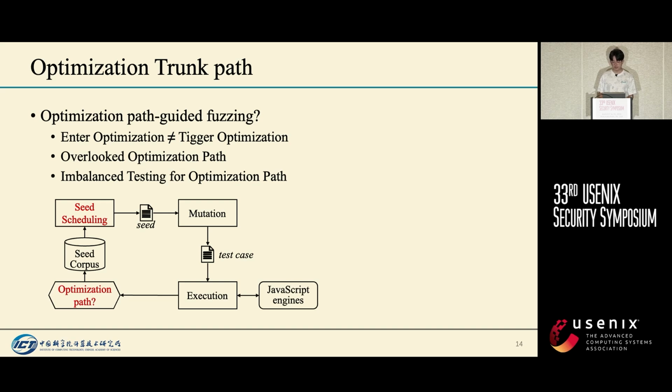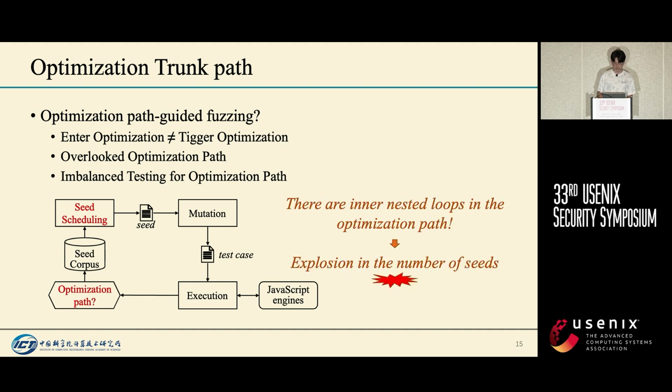Optimization paths ensure that optimizations are triggered, and if a test case executes to a new optimization path, it will be preserved as a seed. For the issue of imbalanced testing of optimization paths, we can design a seed scheduling strategy. However, there is a problem when we use optimization paths as feedback.